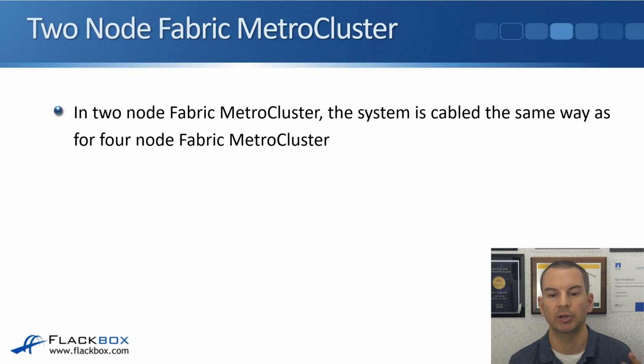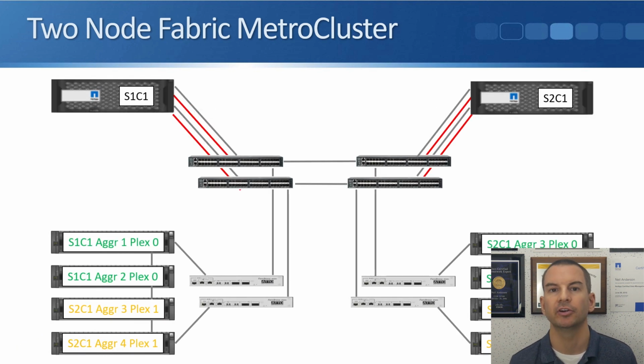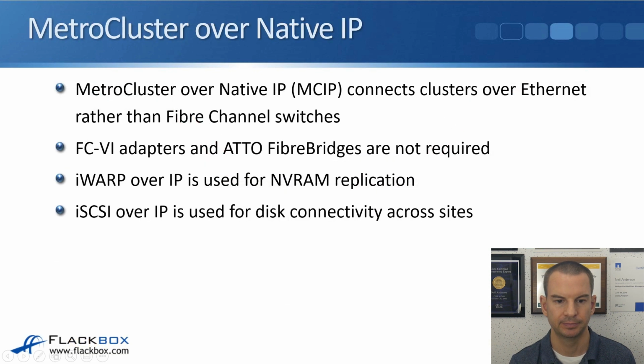And in 2-node Fabric MetroCluster, the system is cabled the same way as for 4-node Fabric MetroCluster as you saw earlier. So this is the third of the 3 available options for 2 nodes. You see with 2-node Fabric MetroCluster, it looks exactly the same as the 4-node did, but we've just got 1 node in each site rather than 2 nodes in both sites.